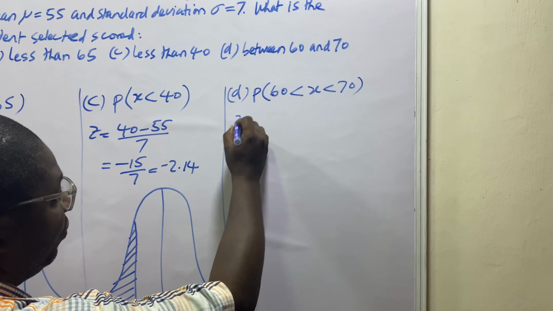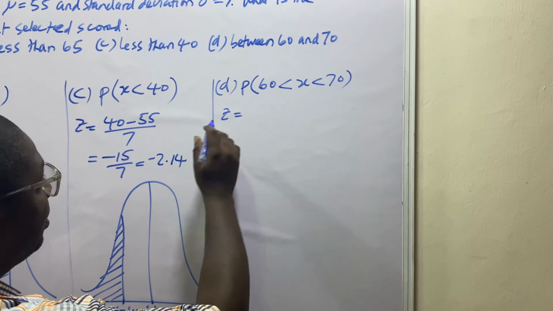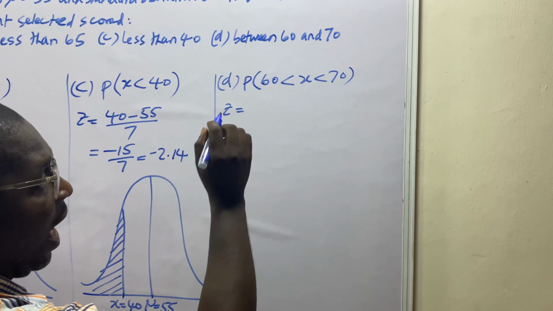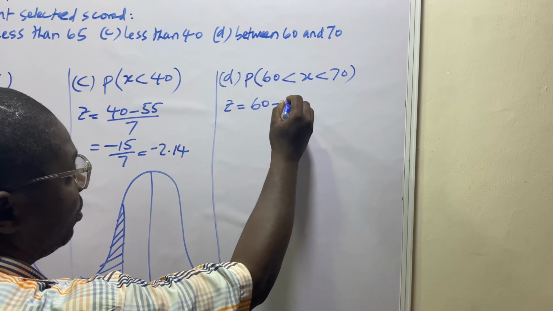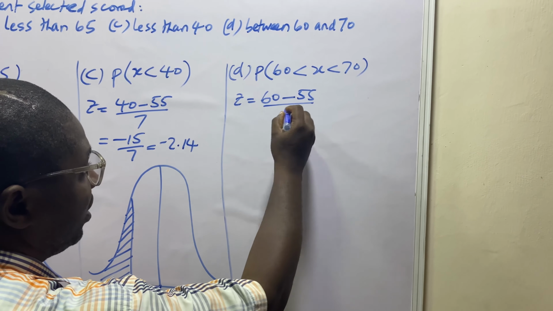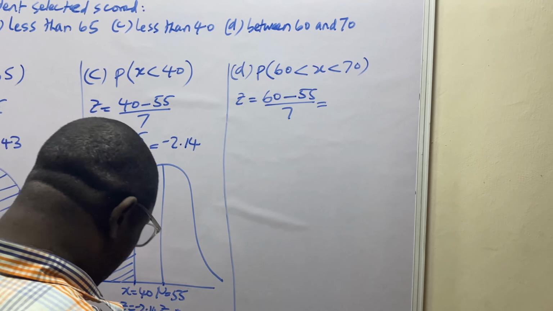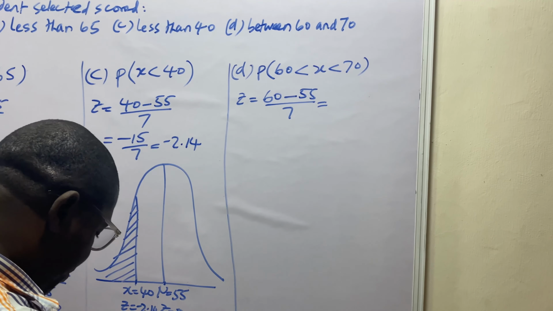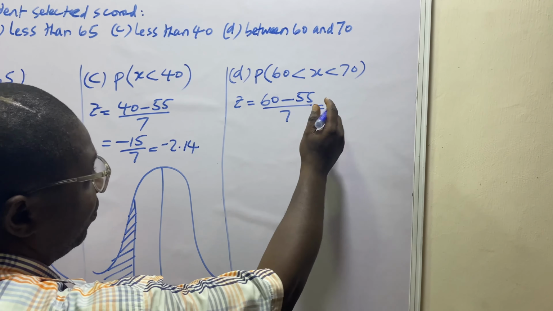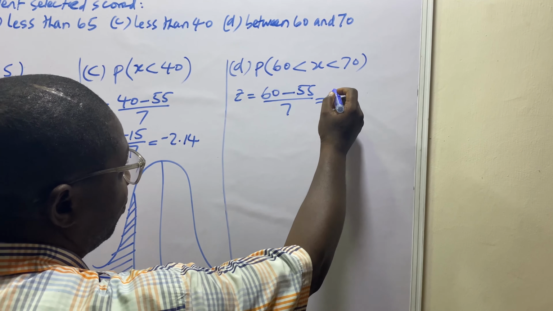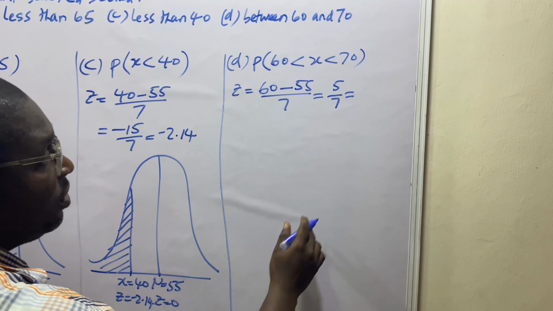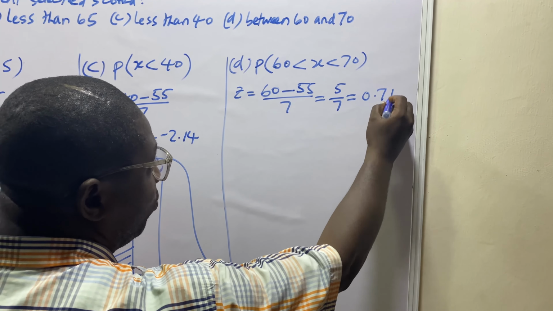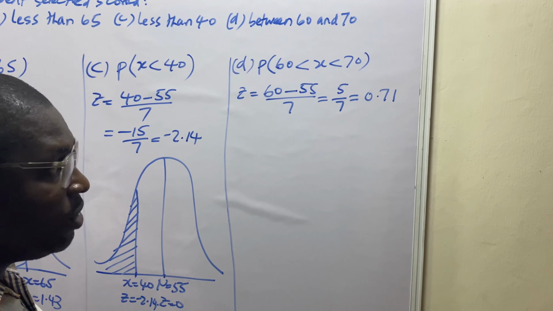So right now, the first one is 60. So I will go straight away to standardize it. So it will be 60 minus 55 divided by 7. What will that give me? That will give me 60 minus 55 is 5. 5 divided by 7, and that will give me 0.71. Please do that with your calculator.